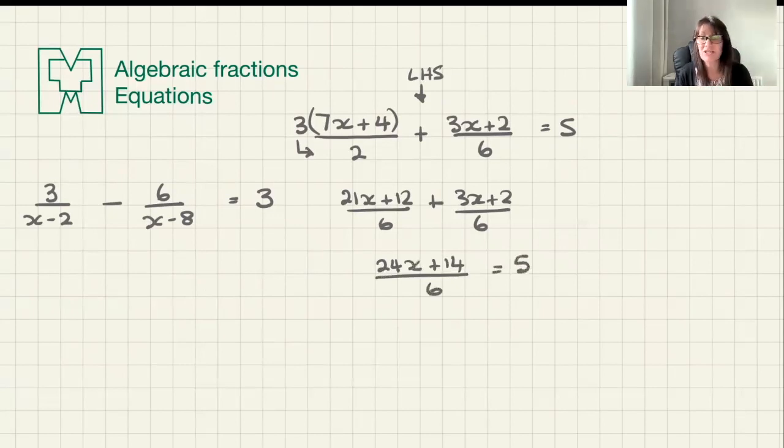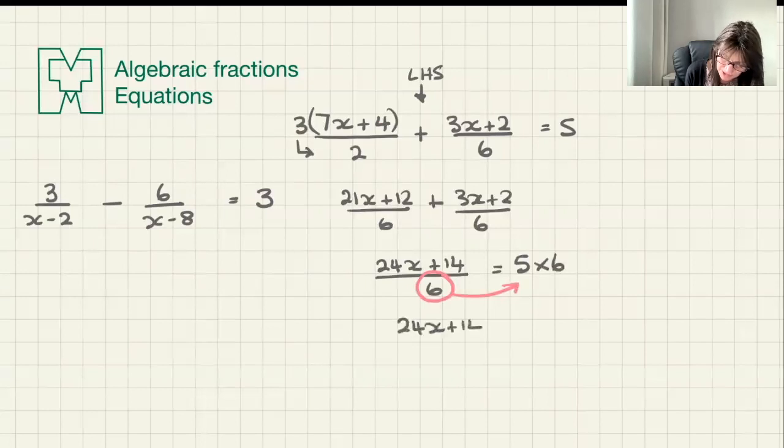And at this stage, I can just go on now and solve it as a normal equation. If I want to know what x equals, I need to get it on its own. I can see that this is a linear equation. It's not a quadratic. There's no power 2. So we can just start the process of hopping. So my divide by 6 will land as times by 6. And now I've got 24x plus 14 equaling 30.